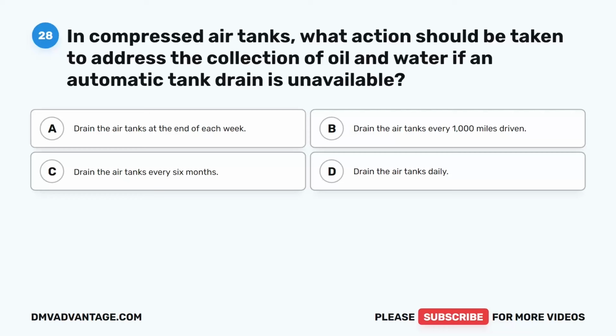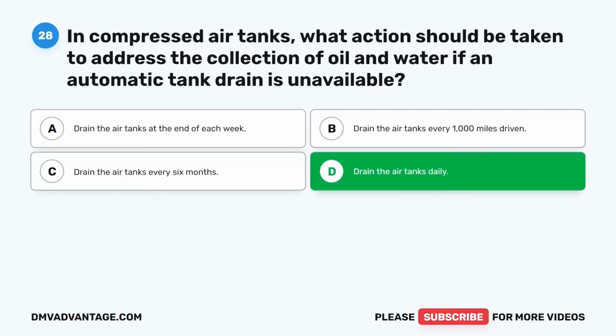A, drain the air tanks at the end of each week. B, drain the air tanks every 1,000 miles driven. C, drain the air tanks every 6 months. D, drain the air tanks daily. The correct answer is D, drain the air tanks daily.